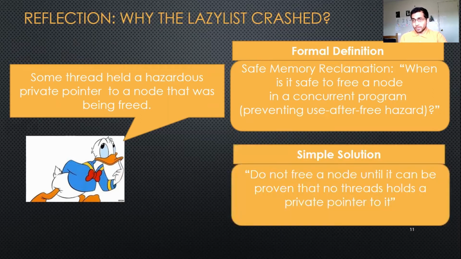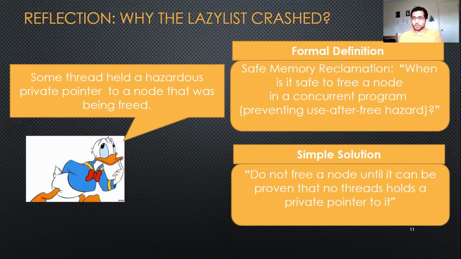Well, a simple solution could be to not free a node or a record unless it can be proven that it is safe to free, or unless it can be proven that no thread would be holding a private pointer to this node, or in other words, unless it can be proven that a use after free hazard cannot occur.